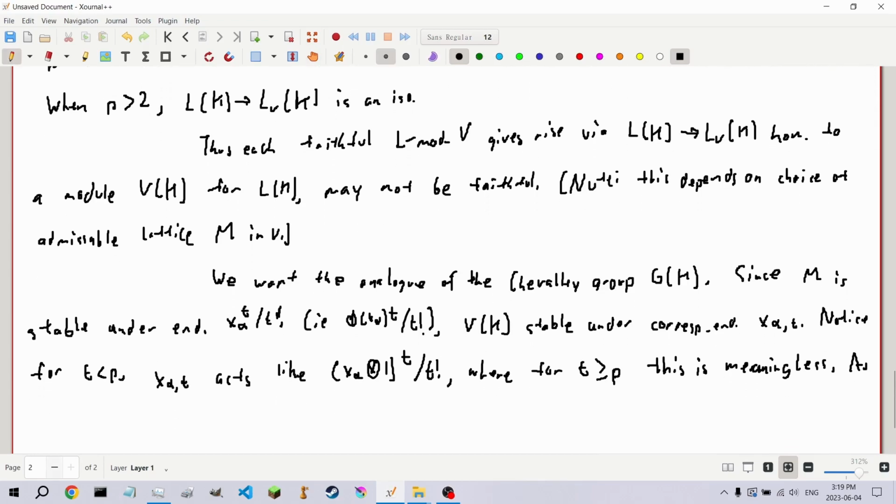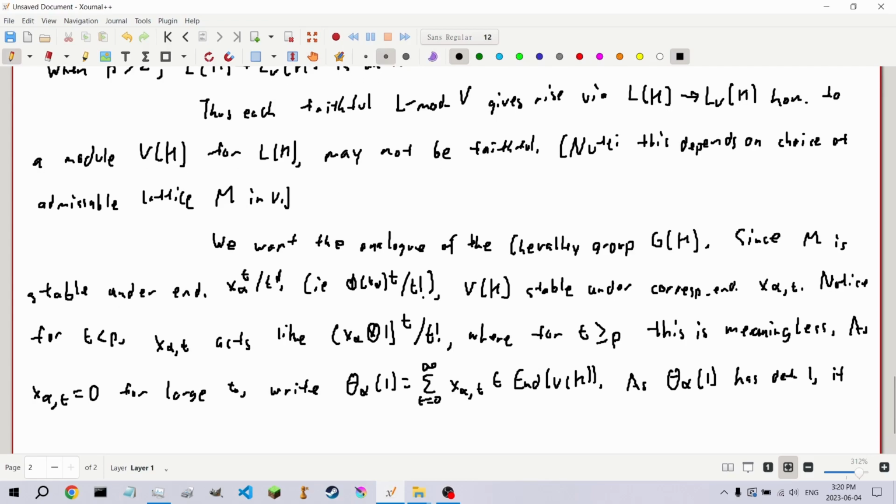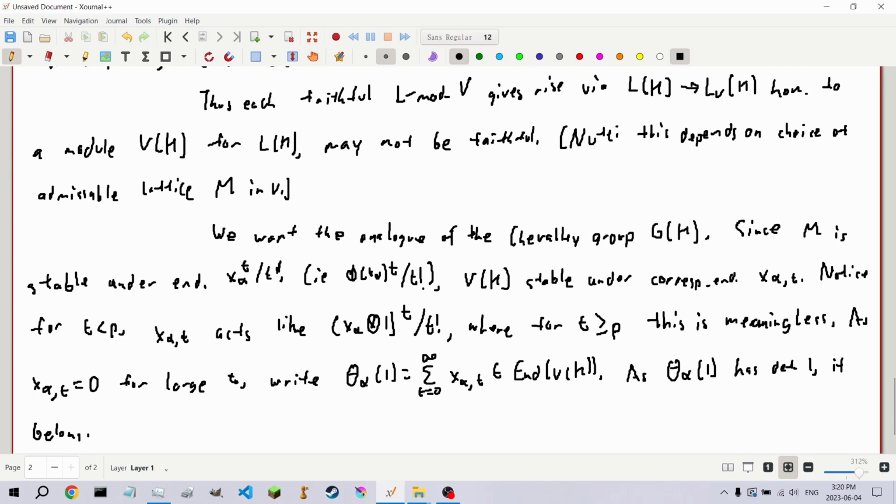As x alpha t is 0 for large enough t, we can write theta alpha of 1 as the sum of t from 0 to infinity of x alpha t being an endomorphism of V of k. As we see that theta alpha of 1 has determinant 1, it belongs to the special linear Lie group of V of k.